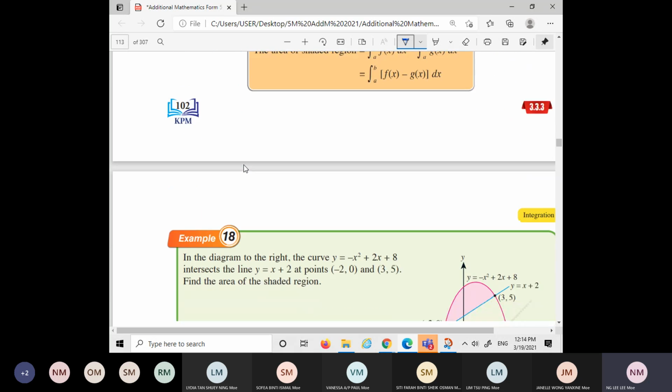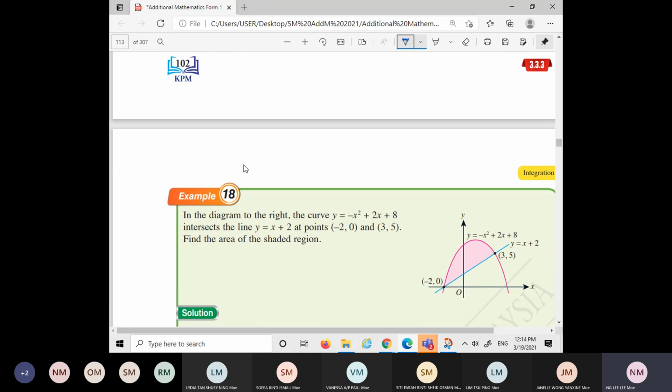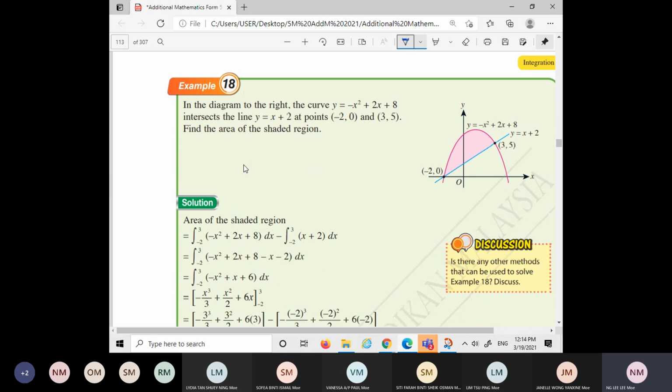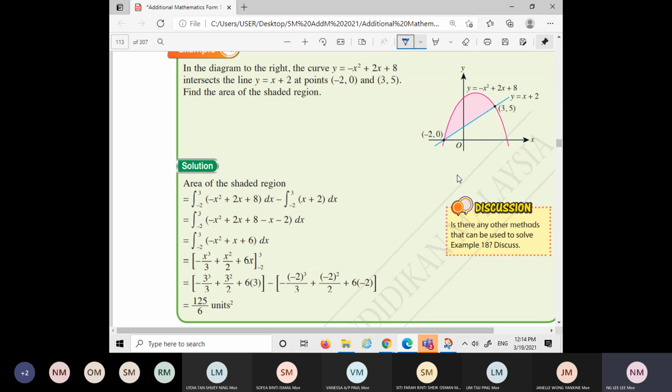Straight away, we look at this example. Example 18: in the diagram to the right, the curve y equals negative x squared plus 2x plus 8 intersects the line y equals x plus 2 at points (-2, 0) and (3, 5). They have given you the intersecting points. Sometimes the question doesn't give you the intersecting points, and that one will be a long question, so you have to find the intersecting points by solving the two equations simultaneously. Find the area of the shaded region.